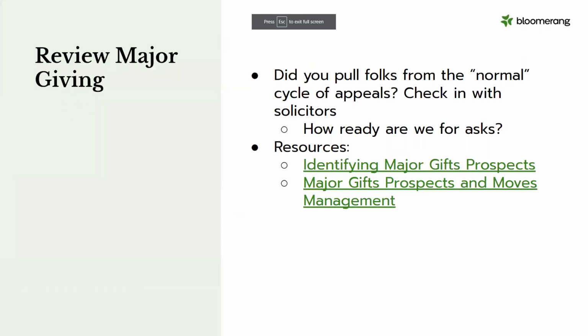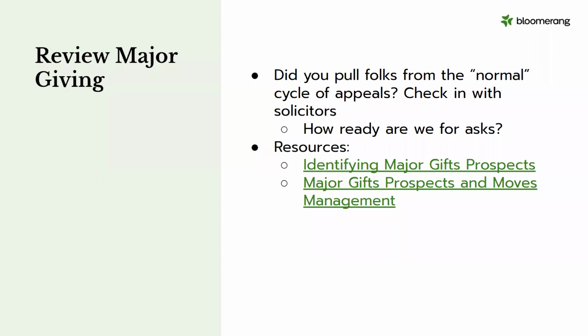All right. And of course, at the end or at the start of your fiscal year, you want to review your major giving. If you pulled folks from your normal cycle of appeals because they were special enough, I use special in air quotes there, if they were special enough to warrant a personalized approach, make sure you haven't neglected to ask them at all. These all-important donors can often slip through the cracks. So check with your solicitors who were given prospect assignments to confirm that solicitations were made. If not, give these donors a phone call right away.